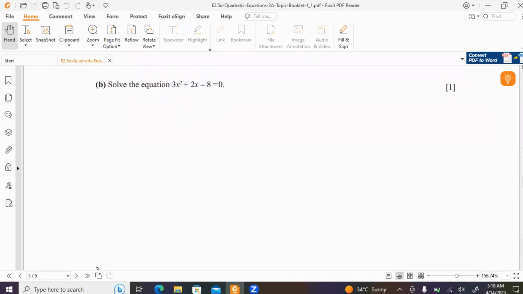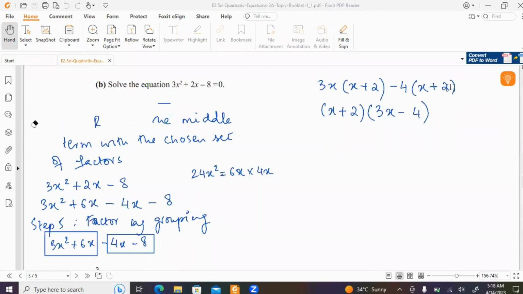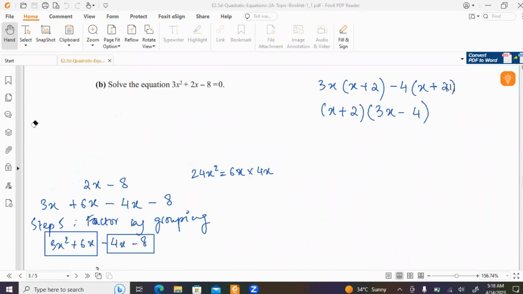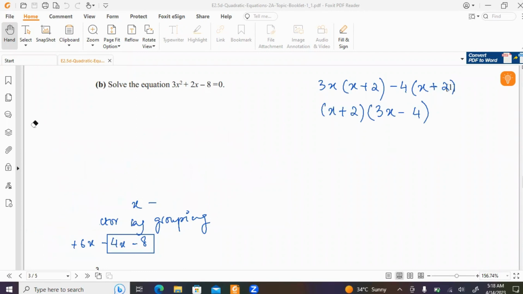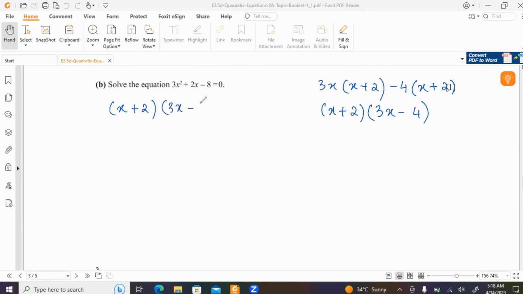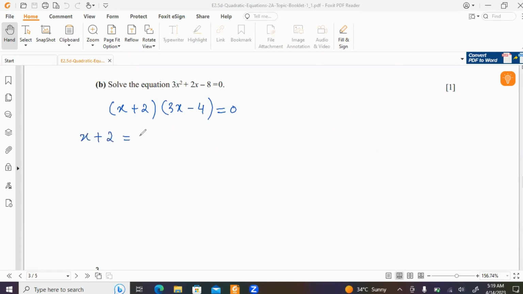Yeah, so in the next case, they're asking us to solve it. So I'm just going to go back, take this, and this is just 1 mark for part B. Since it's 1 mark, we just put the brackets equal to 0. Because in the question, they've already put the equation equal to 0, which means we can automatically put these brackets equal to 0 as well. Which means x plus 2 equals 0, and 3x minus 4 also equals 0. x equals negative 2, x equals 4 over 3.